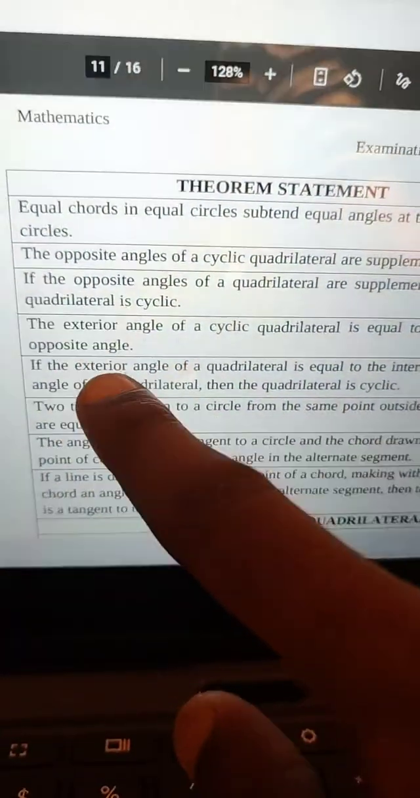Exterior angles of quad are equal. Now let's be careful with this one, guys. We want to be writing the one thing that will be 100% correct. Let's come here.